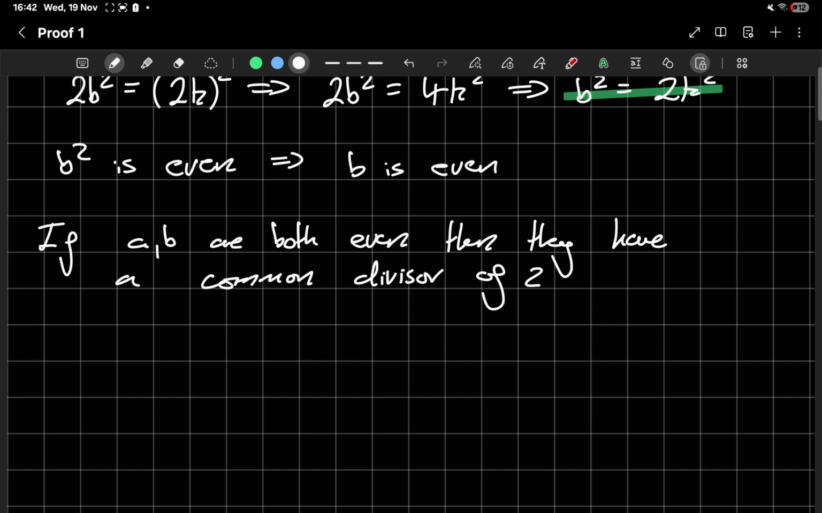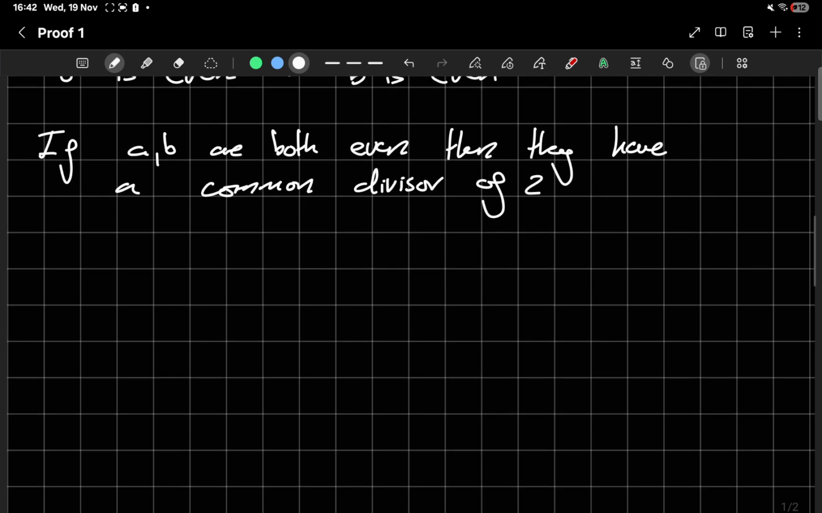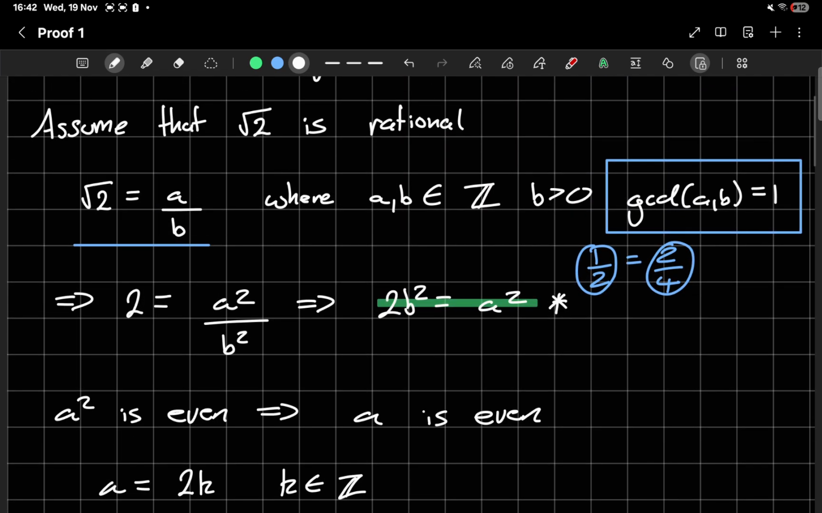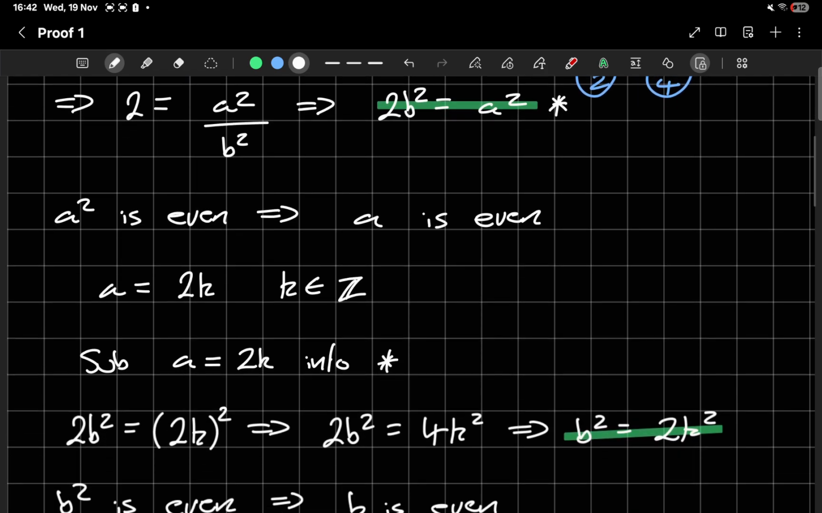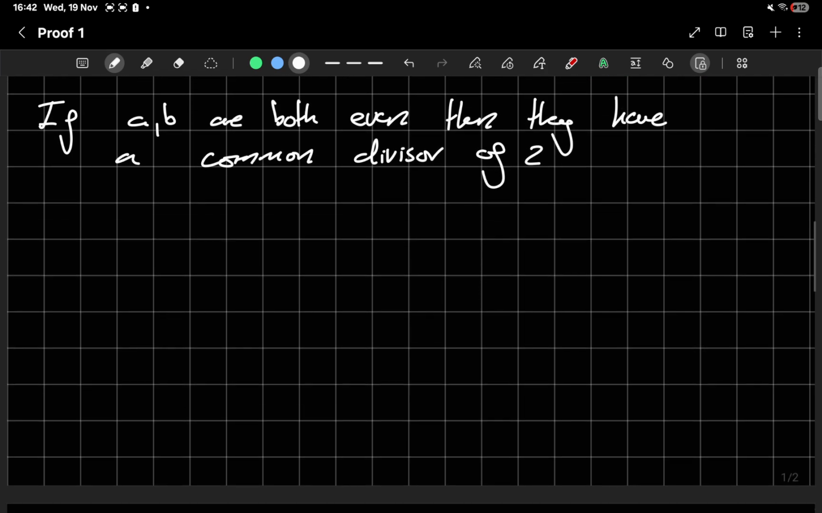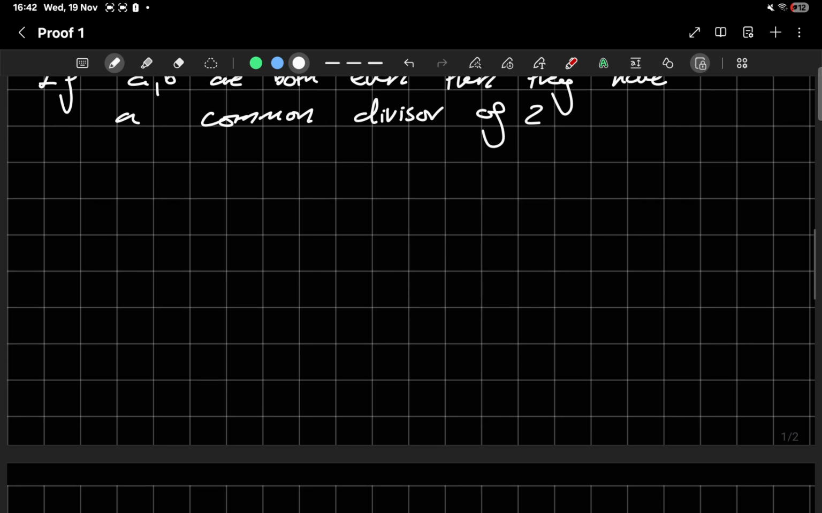So their greatest common, well, we don't know if it's the greatest, but a common divisor of both of them is 2, which is a contradiction to our original statement that the greatest common divisor between them, the only divisor between them, is 1. So this fraction a over b cannot be in its simplest form, which is a contradiction.